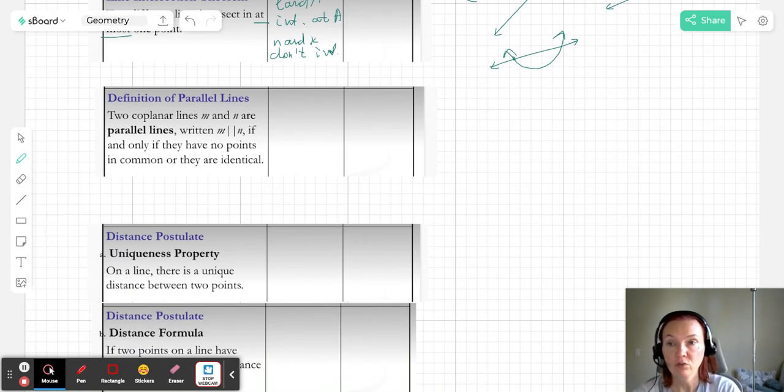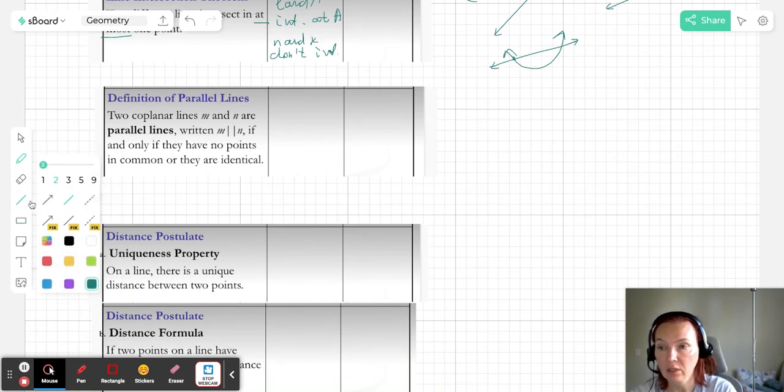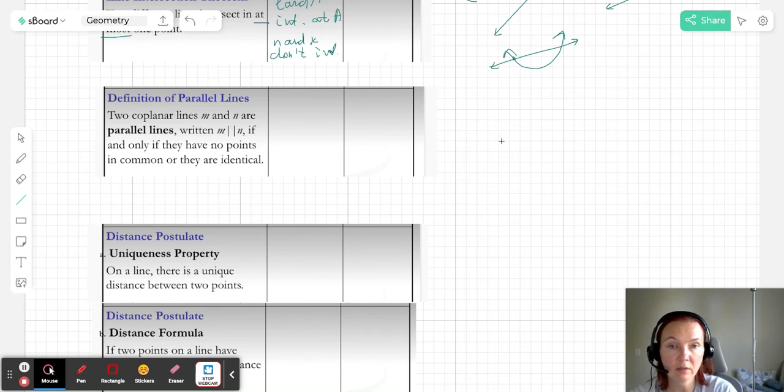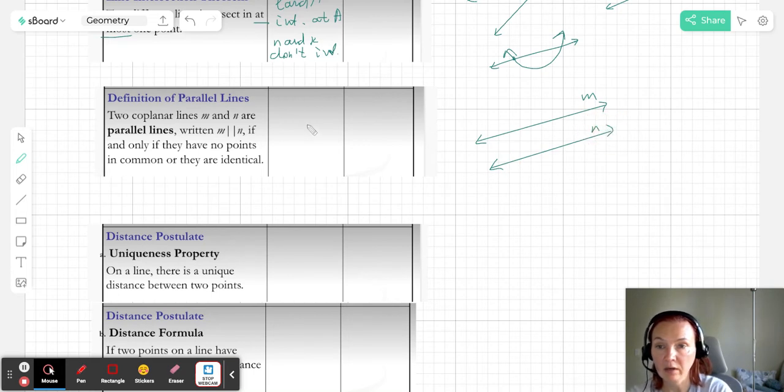Now, that brings us to the definition of parallel lines. We would say that two coplanar lines, and we remember what coplanar means: those two lines are in the same plane. Two coplanar lines, M and N, are parallel, written M parallel to N, if and only if they have no points in common or they are identical.